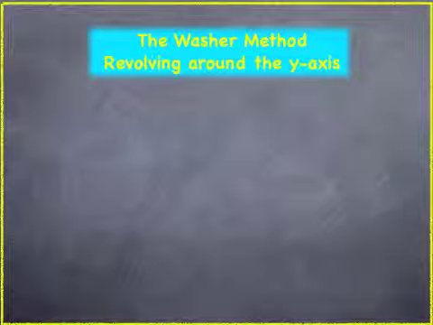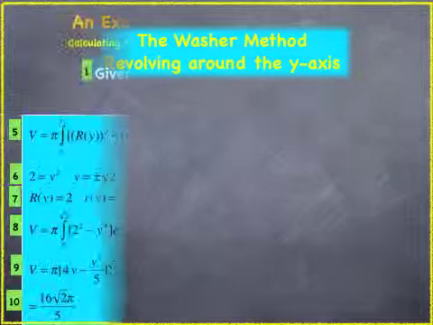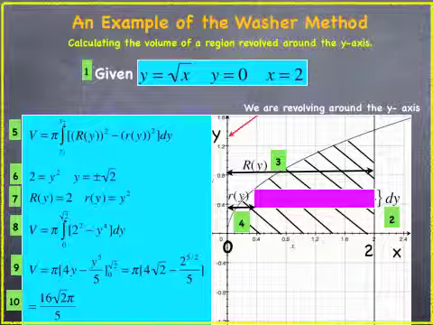Welcome. Today we're going to learn about the washer method revolving around the y-axis. In this example, we have a region. If you look at our graph, you'll see a striped area, and we are going to take that and revolve it around the y-axis. The y-axis is our axis of revolution, we call it. When we do that, we will actually create a volume.